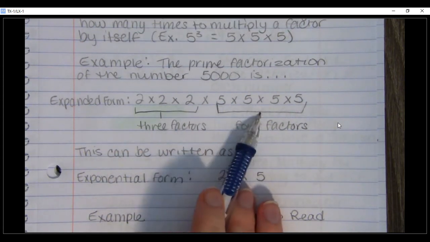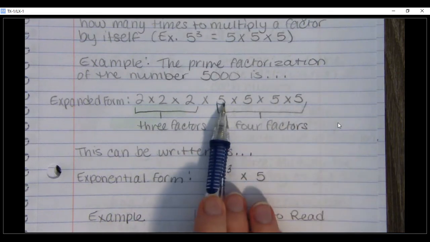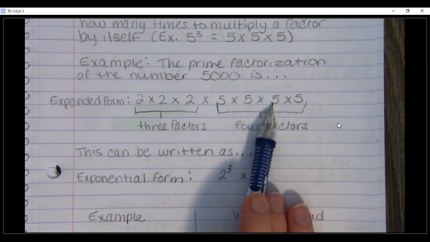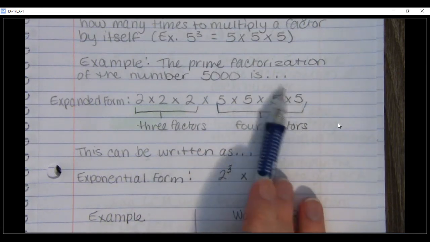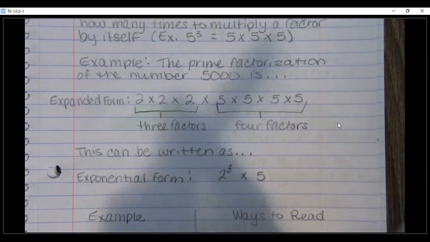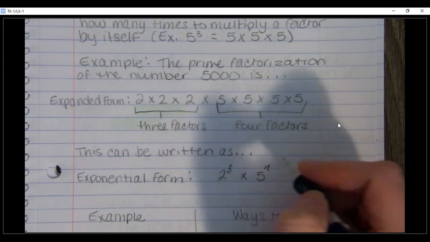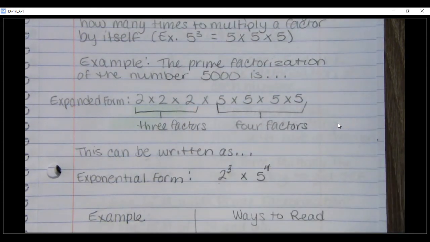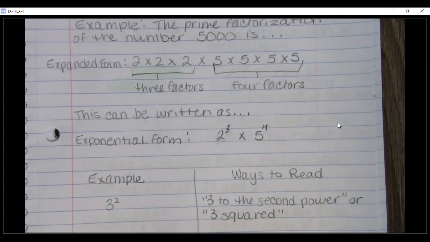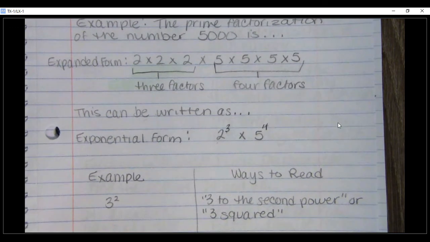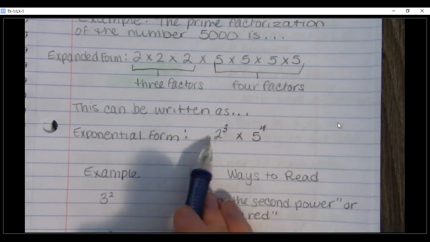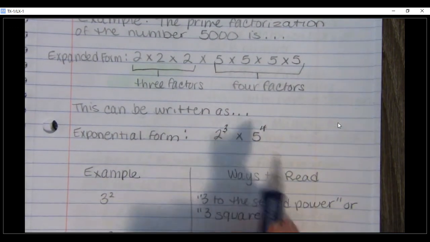Now we can do the same thing with the 5. So 5 times 5 times 5 times 5. That's 5 being multiplied by itself 4 times, to get 5 to the fourth power. And we've shortened it. The exponential form for the prime factorization of 5,000 is 2 to the third power times 5 to the fourth power.